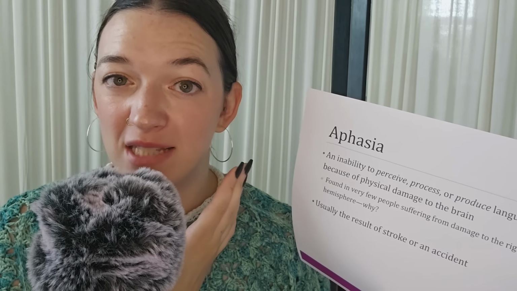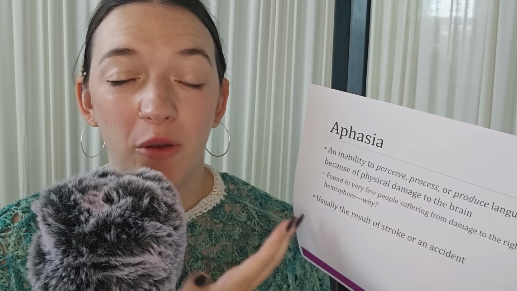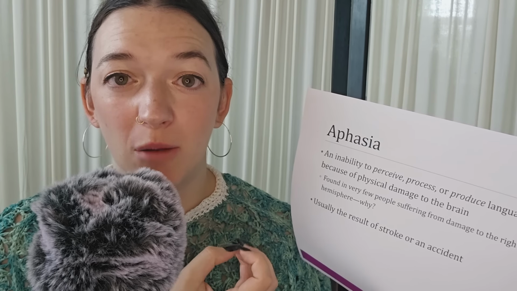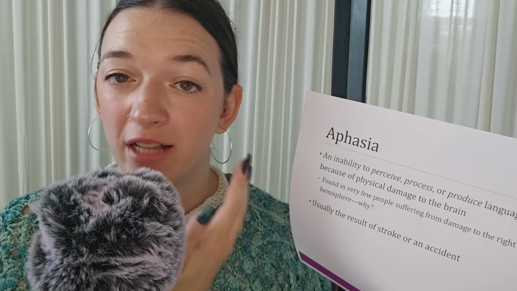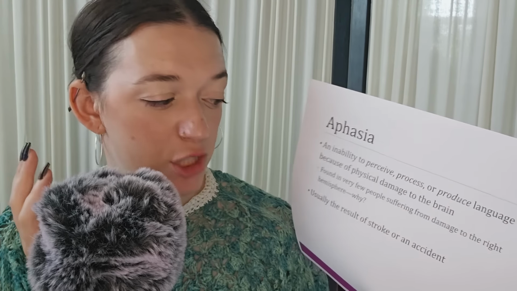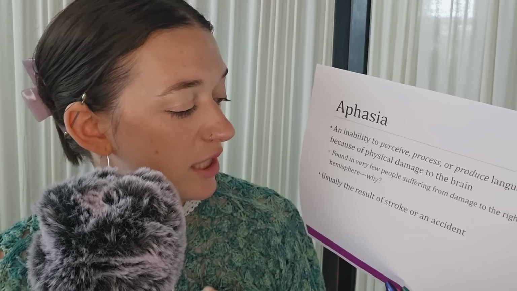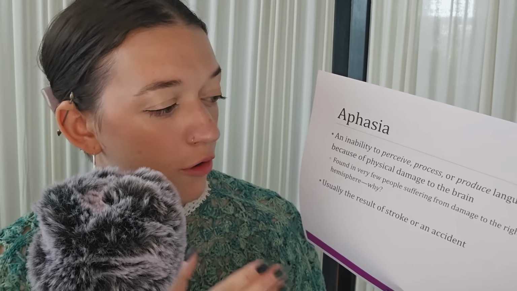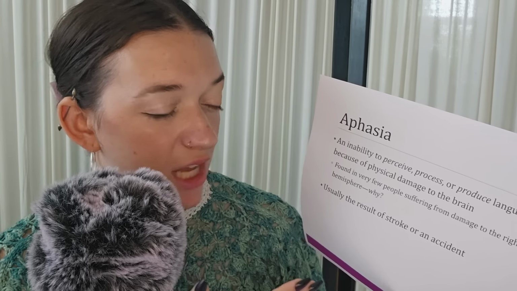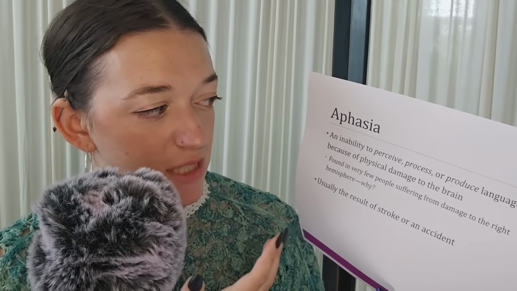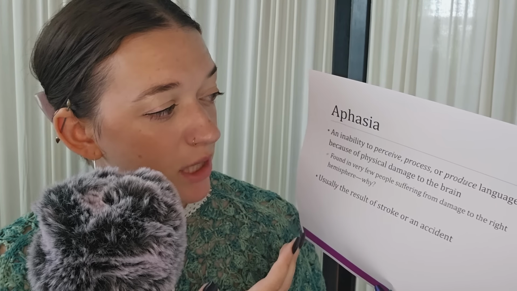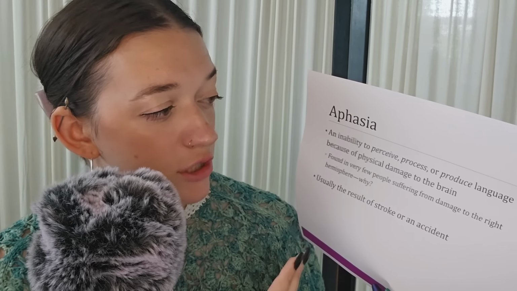Dora the Explorer moment. Because language production is primarily focused in the left hemisphere of the brain. And this is another way that we've learned that language production and comprehension is primarily found in the left hemisphere of the brain, because those with injury to the right side of their brains do not usually suffer from aphasia. So aphasia is usually the result of a stroke or an accident that causes some sort of damage, primarily to the left hemisphere of the brain, that creates an inability to perceive, process, or produce language.